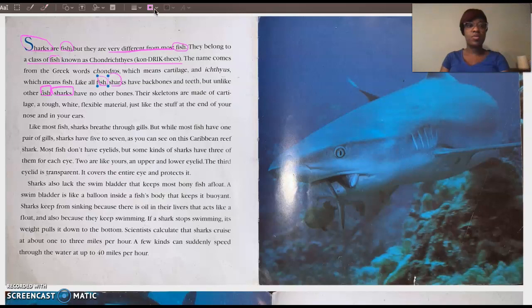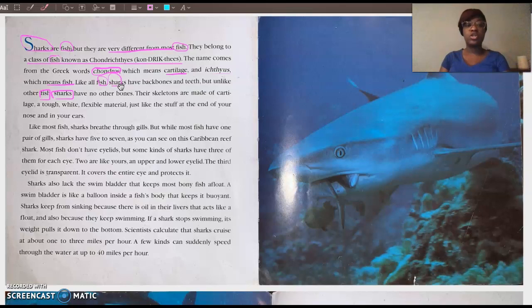So let's circle some of these important words. Good. And we know that this word, chondrichthyes, means cartilage. Chondros means cartilage, and ichthyes means a type of fish, right? Good. So let's underline that. Okay. Now, let's continue to read.